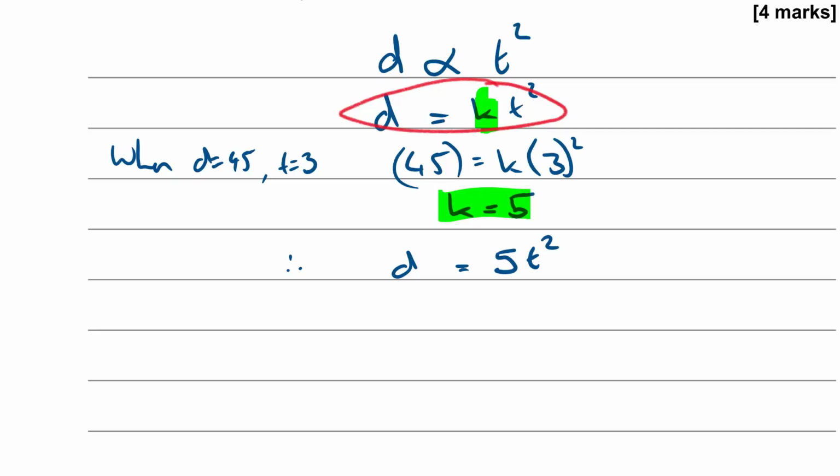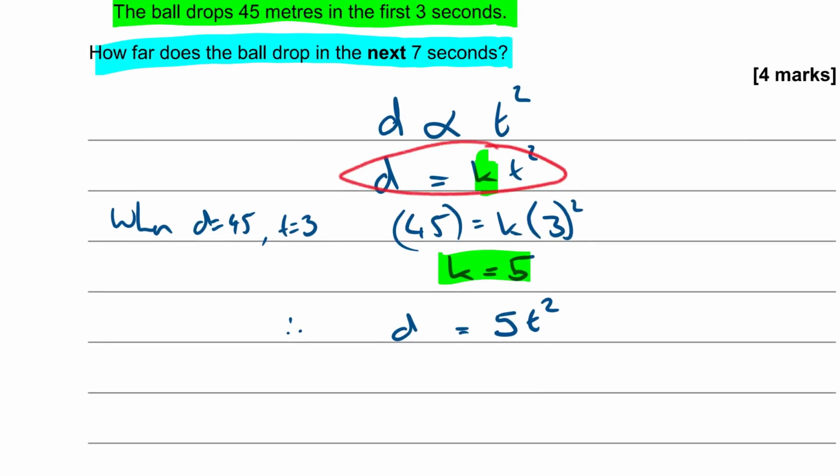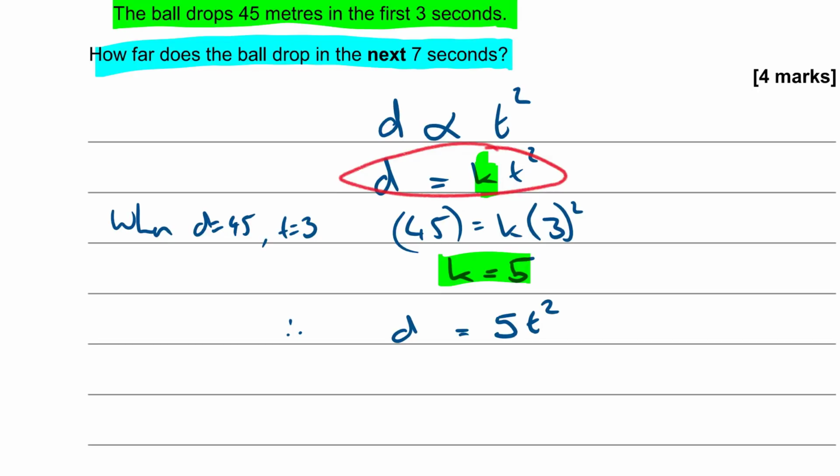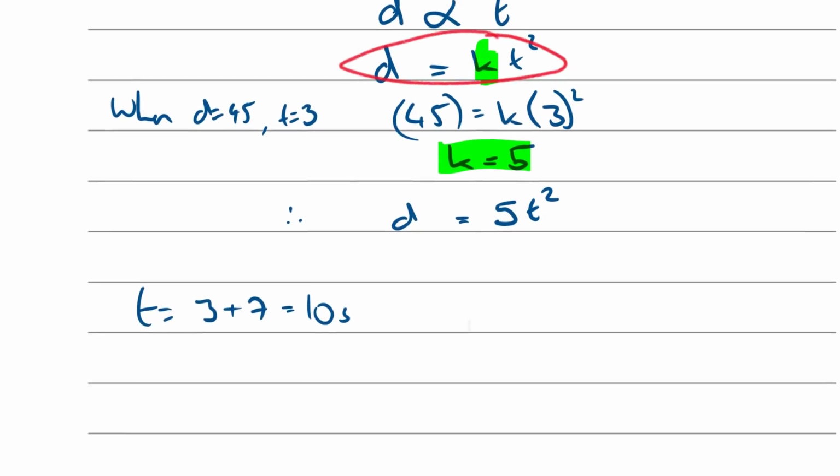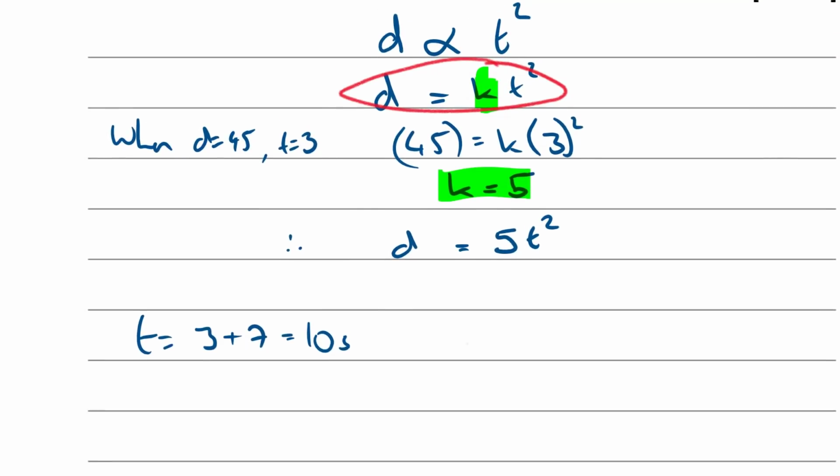Once I've got the complete equation, I can use it to work out any other value of d given t, or t given d. Now what it's asking us to find is how far does the ball drop in the next 7 seconds. Notice next is in bold, so if you're not careful, you'd just read 7 and shove that into the equation, but that is not the case. You've got the first 3 seconds and then the next 7 seconds, giving t equal to 3 plus 7, which is 10 seconds. So you're evaluating this at t equal to 10, not 7.